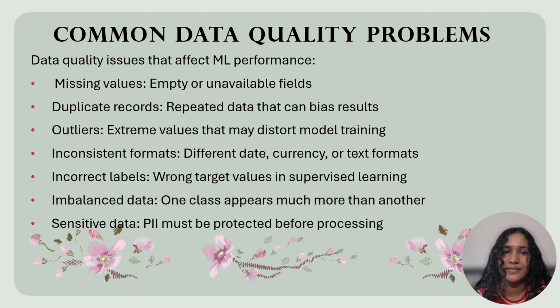To summarize, common data quality problems include missing values, duplicate records, outliers, inconsistent formats, incorrect labels, imbalanced data, and sensitive information. Identifying and fixing these issues is an important part of preparing data for machine learning.